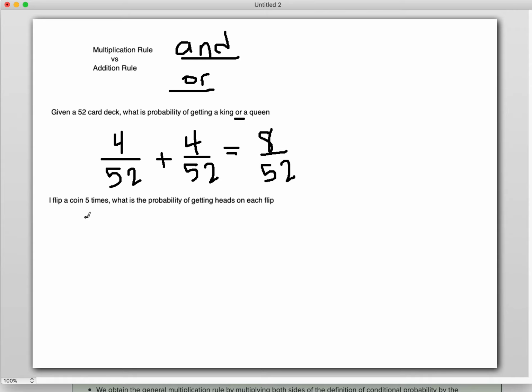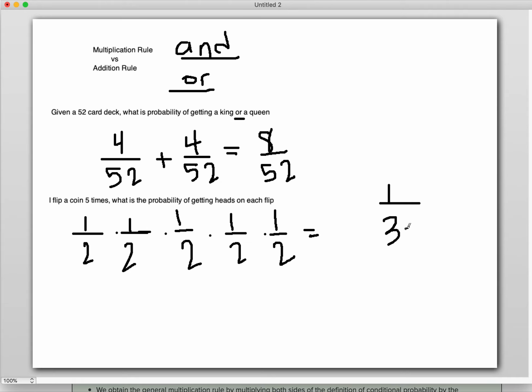So I take the first flip, which is 1/2. Second flip, third flip, fourth flip, fifth flip, because these are independent events. So I have 2 to the 5th power. 2 times 2 is 4, times 2 is 8, times 2 is 16, times 2 is 32. So the probability would be 1 over 32.